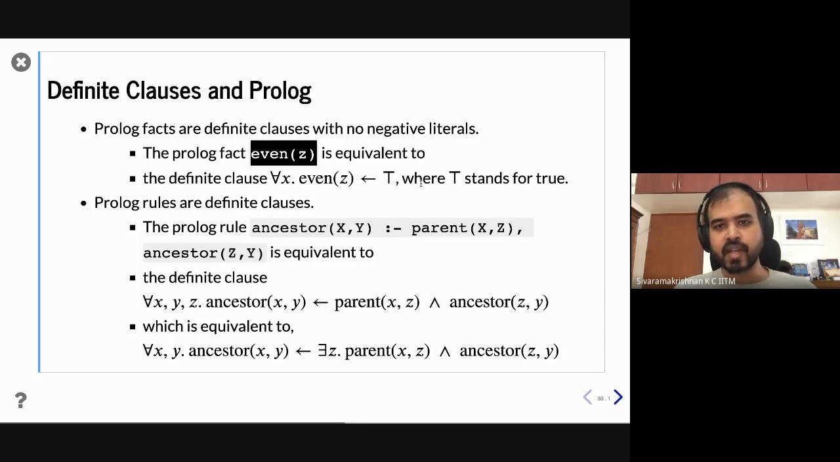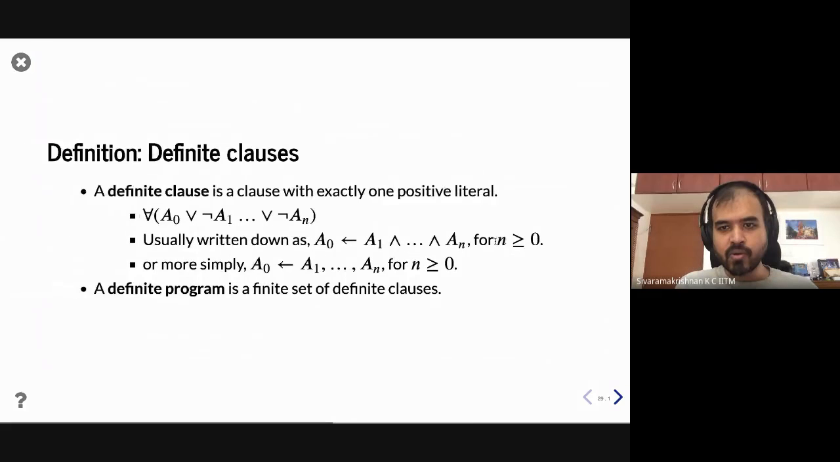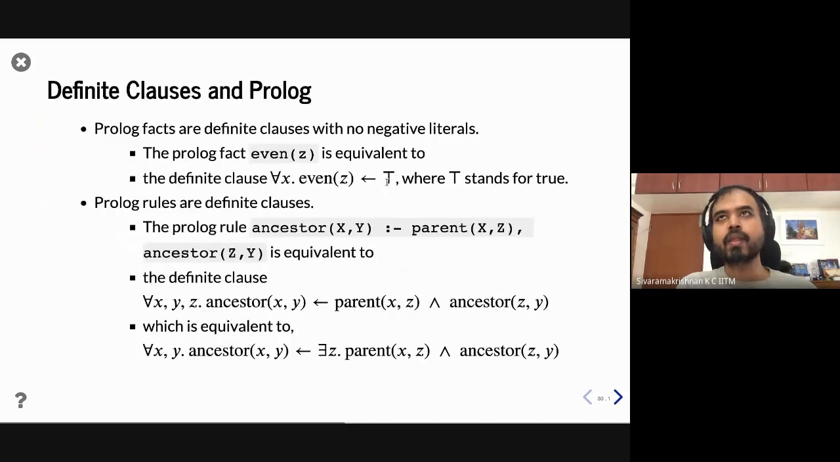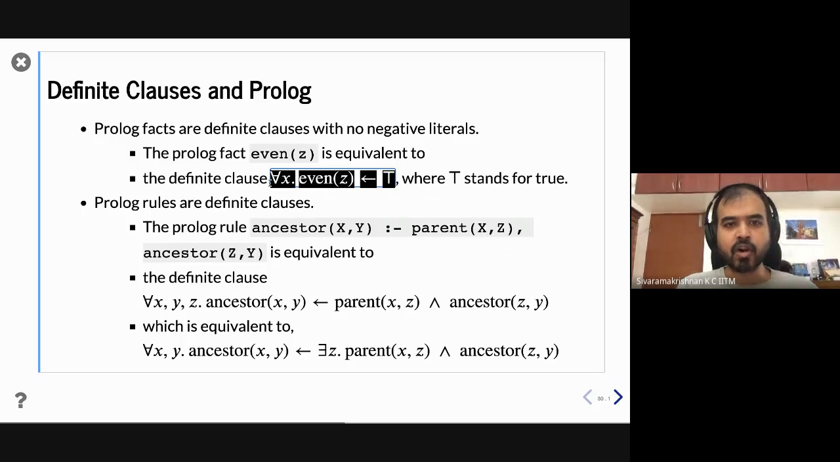This T stands for true. This is only there because definite clauses allow n to be greater than or equal to 0. N is equal to 0 here. So we simply replace that by true. So for all x, true implies even of z. That just means that even of z. And we've written it in the form of a definite clause. So that's how Prolog facts can be rewritten into a definite clause.